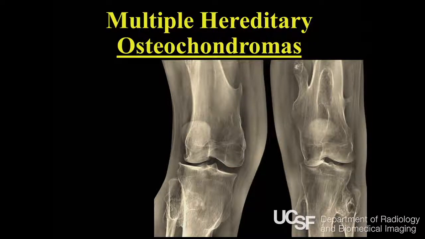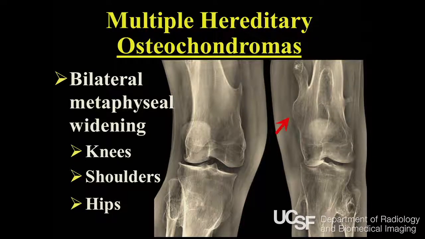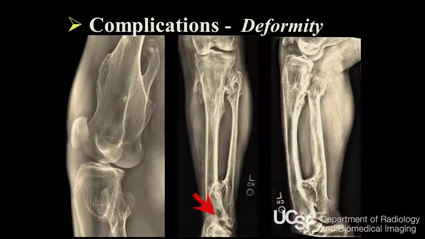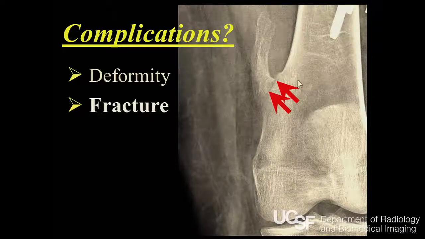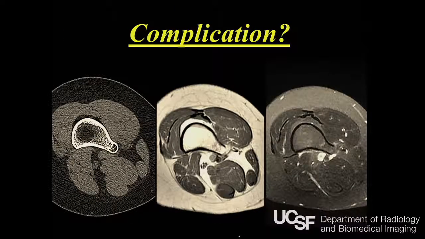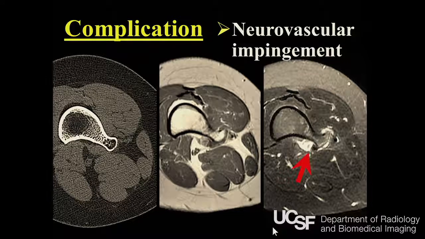With multiple hereditary osteochondromas, we can look for bilateral metaphyseal widening, commonly around the knees, shoulders, and hips. Complications can include joint deformities with abnormal range of motion that results, that was present in this patient's ankle. Other complications of osteochondromas that we should look for include fracture. A non-displaced fracture through the base of this osteochondroma was present. And as with any tumor, we need to look carefully at the surrounding neurovascular structure. So in this case, there was actually neurovascular impingement that was causing the patient's symptoms.